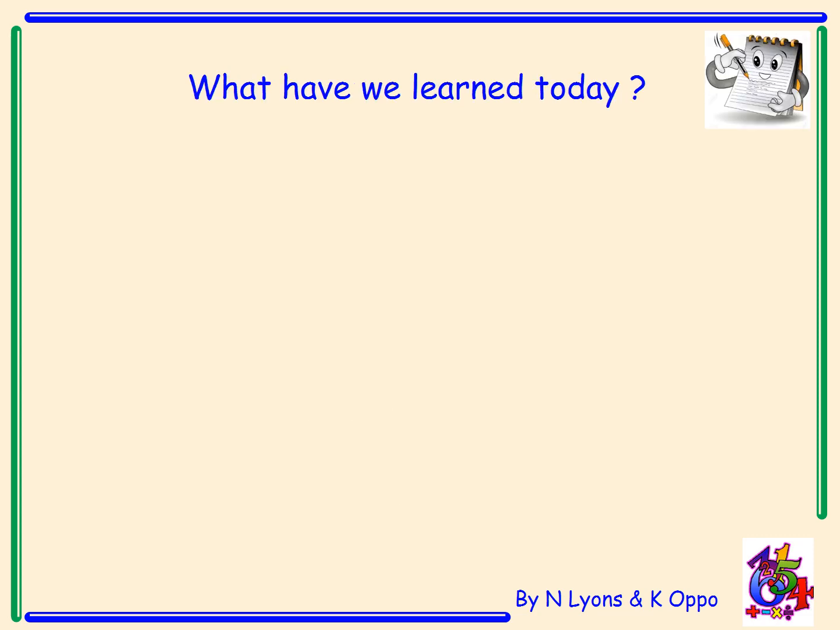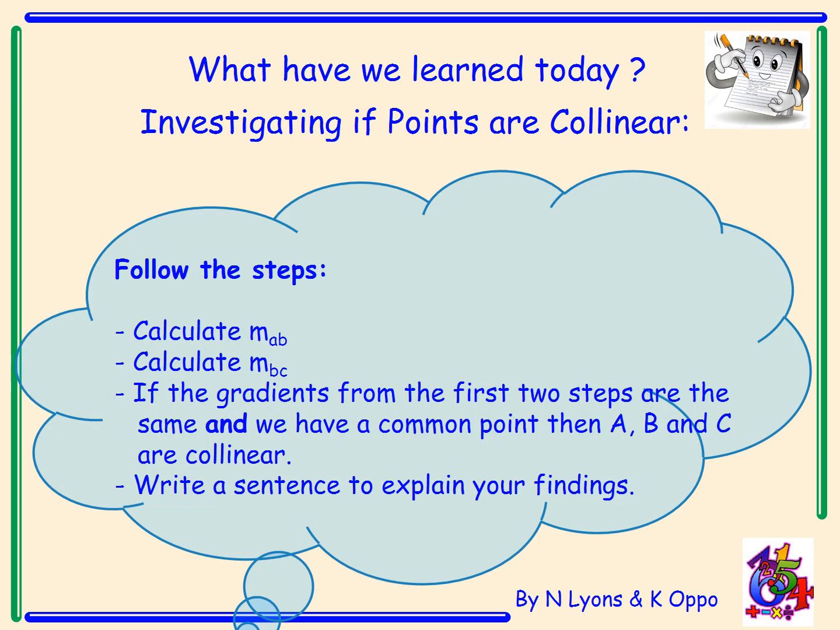What have we learned today? Investigating if points are collinear, we follow some key steps. Calculate the gradient of AB. Calculate the gradient of BC. If the gradients from the first two steps are the same and we have a common point, then A, B and C are said to be collinear. We must ensure we write a sentence to explain our findings, ensuring we mention common gradients and common points.